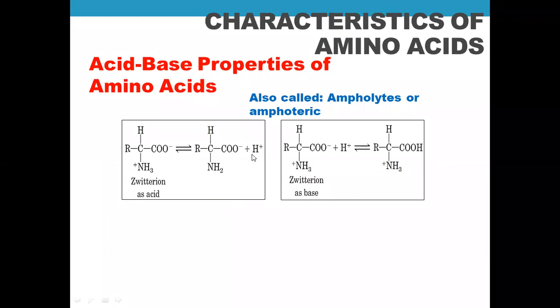Now, aside from that, you can also consider your amino acid to be amphoteric or an ampholyte, which means that they can act as an acid, they can act as a base. When they act as an acid, it can dissociate to form protons, and you will have this form. And if it acts as a base, it accepts protons to form this form. If it acts as an acid, it donates protons in the solution. That is the definition of an acid: a substance that dissociates to form H plus or hydronium ions.